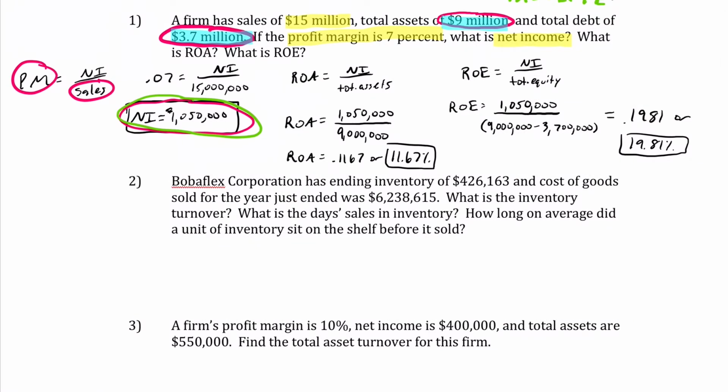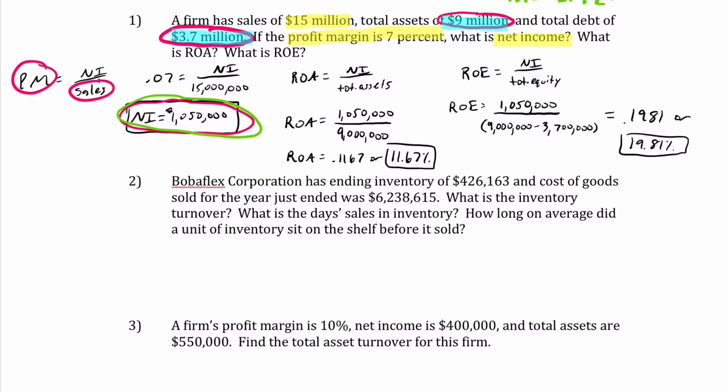Bobaflex Corporation has ending inventory of $426,163. Cost of goods sold for the year just ended was $6,238,615. What is the inventory turnover? What is the days sales in inventory? How long on average did a unit of inventory sit on the shelf before it was sold?